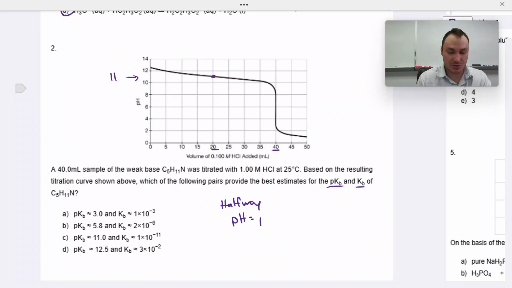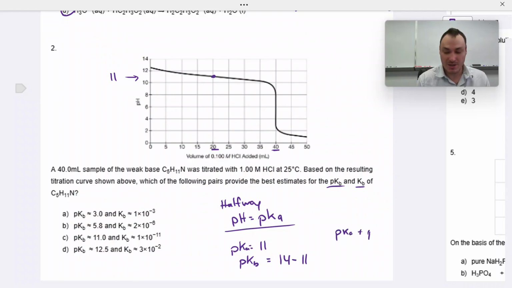At the halfway point, pH is equal to pKa. It does not matter that this is a weak base strong acid titration. pH is equal to pKa. That is the relation, which means the pKa is equal to 11. The pKb is going to be, therefore, 14 minus 11 because pKa plus pKb is equal to 14. So the pKb is going to be around 3, which is what A says.